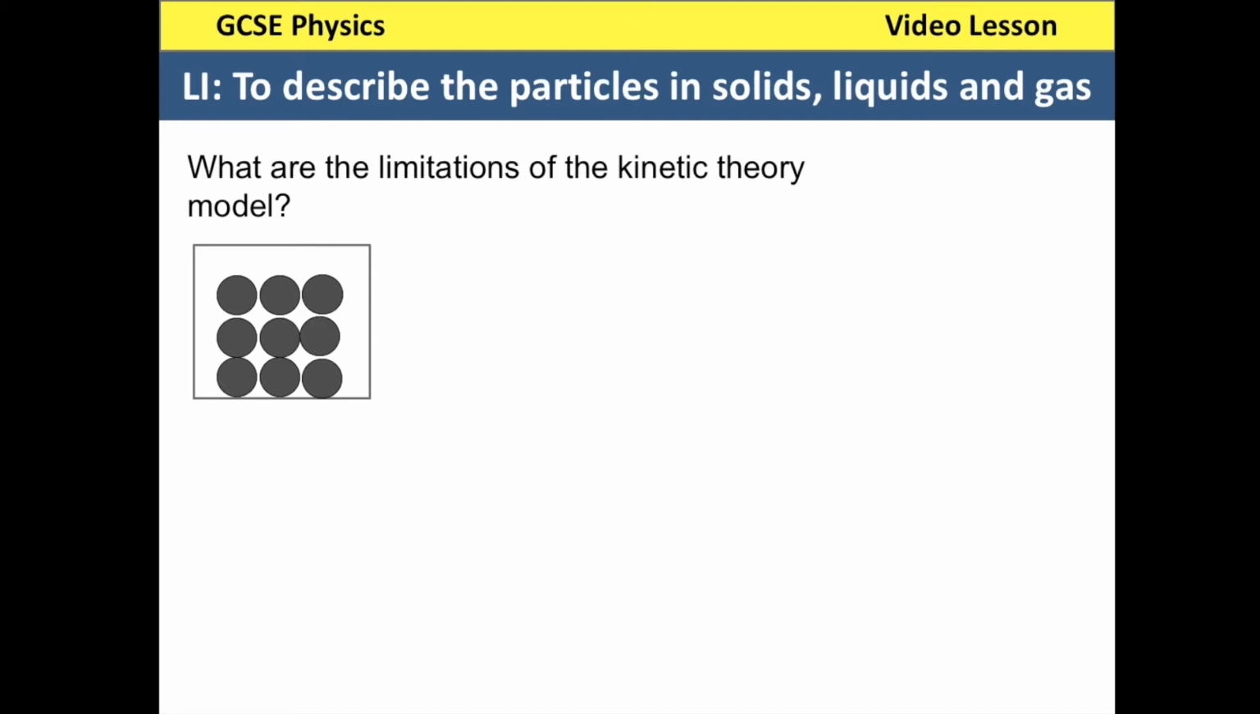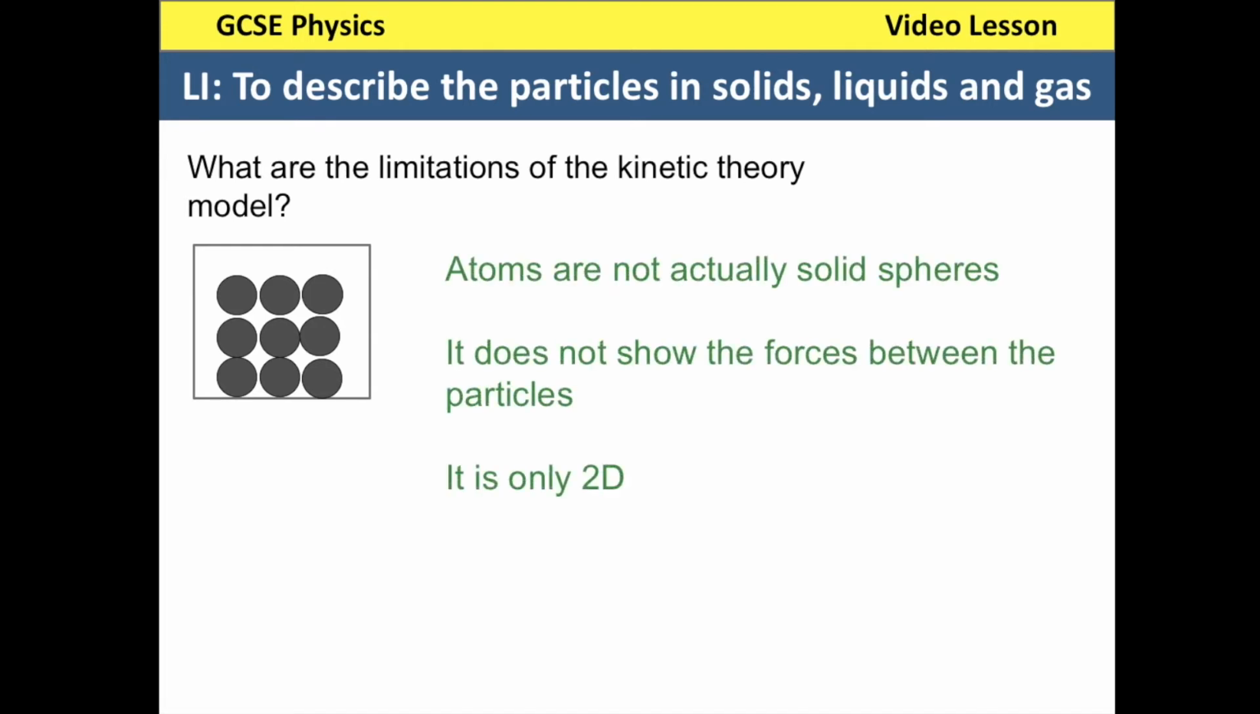So, the limitations of the kinetic theory model showing how the particles are arranged in a solid in this way are as follows. Atoms actually aren't solid spheres as this diagram would suggest. We've represented the atoms or the particles as being circles, meaning that they're meant to be solid spheres, but that isn't what the shape of atoms actually is. They're actually much more complicated. Also, this does not show the forces between the particles, and obviously there's going to be strong attractive forces between the particles in a solid. And finally, it is only a two-dimensional representation, and obviously solids are actually 3D.